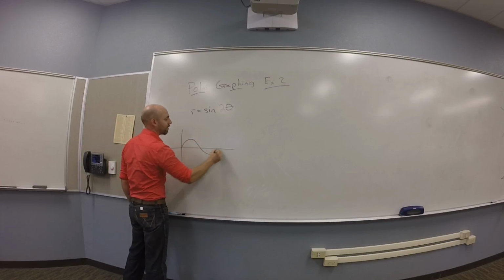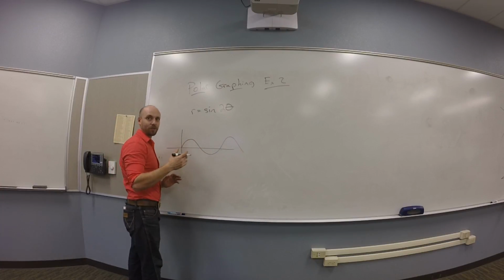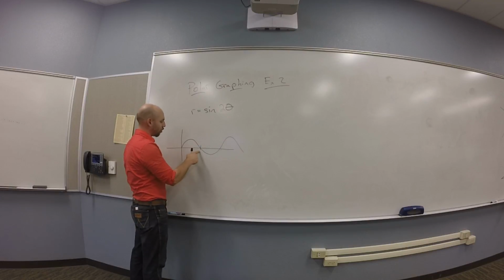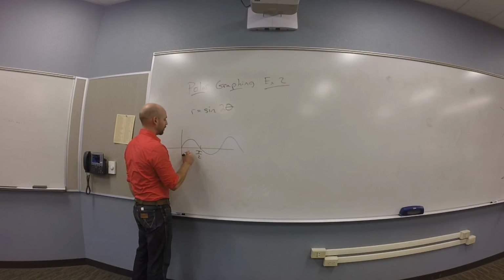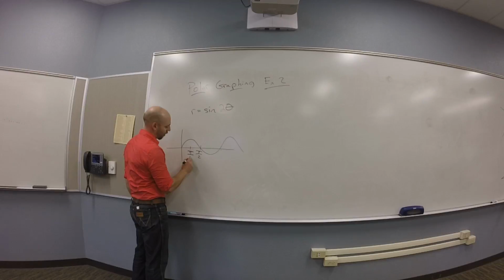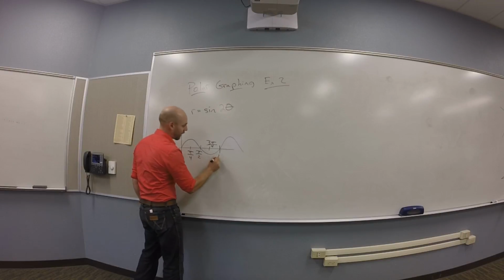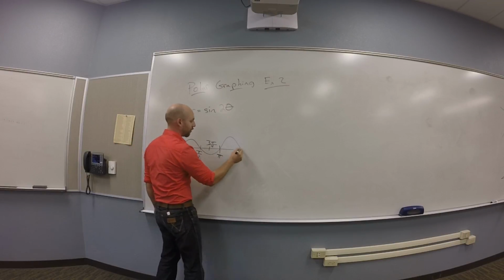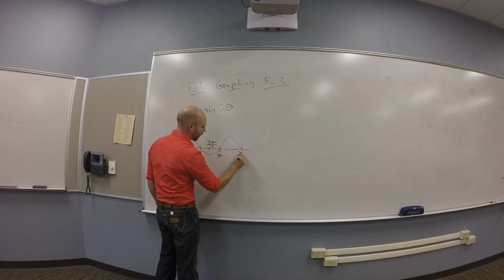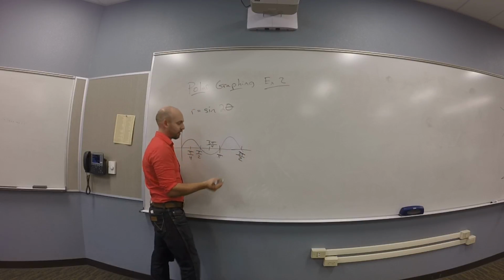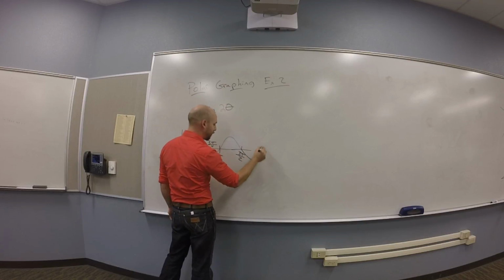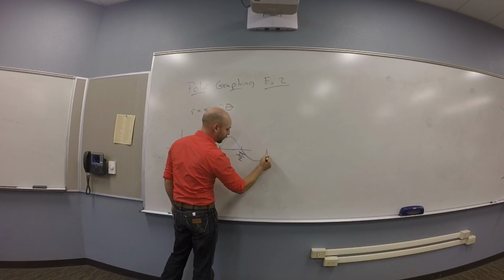Okay, so I have sine, but then it got compressed horizontally, so this normally would be at pi, but now it's at pi over 2. So this one's at pi over 4, this is 3 pi over 4, this guy would be pi, this one would be at 3 pi over 2, and then this first back up would be at 2 pi.